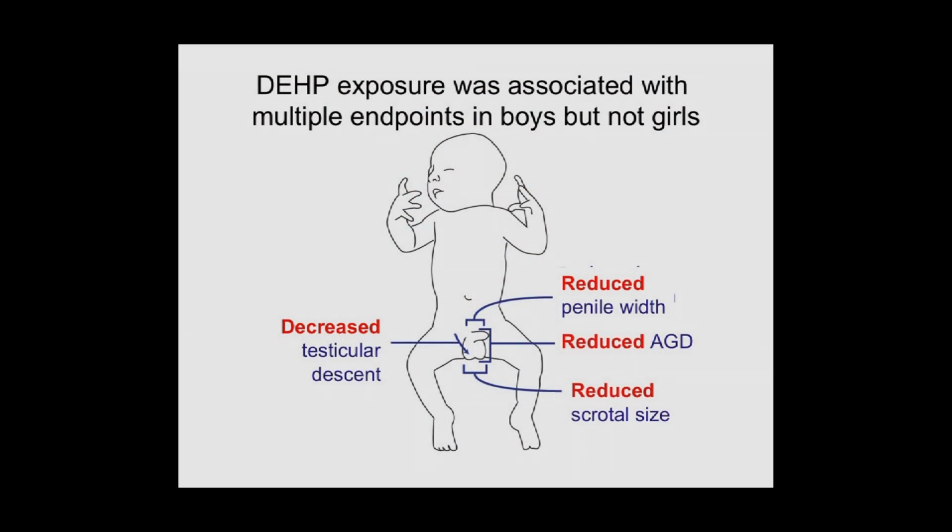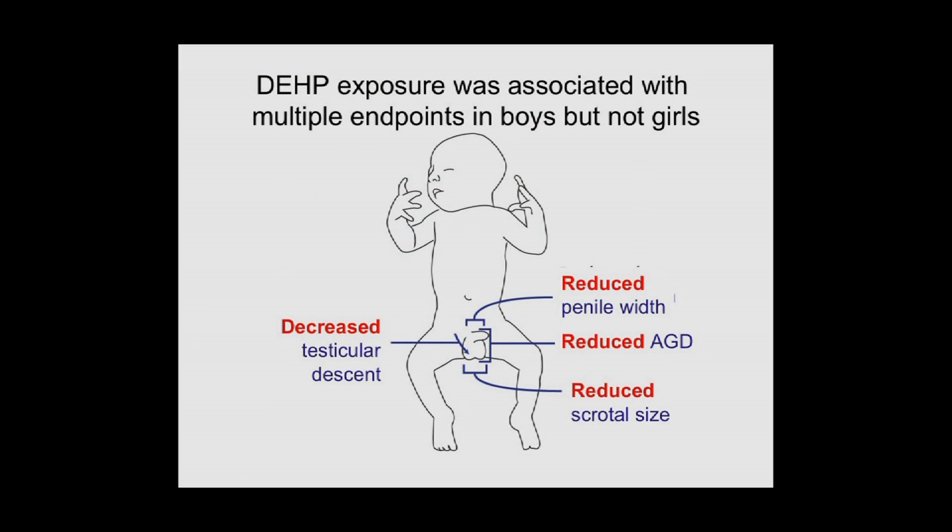Using our internal standards, it was in the short 25% of our group. And if she had a medium MEHHP compared to low, it was about 5 times as likely to have a short AGD. And the girls were not affected, and all the DEHP metabolites showed similar associations, and we also saw associations with DBP metabolites.